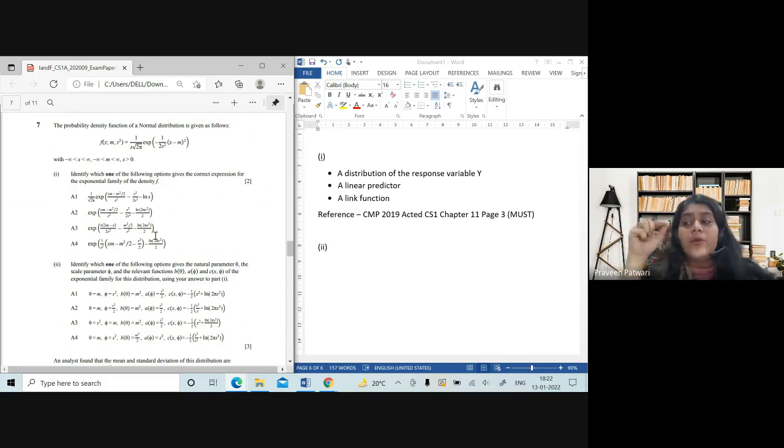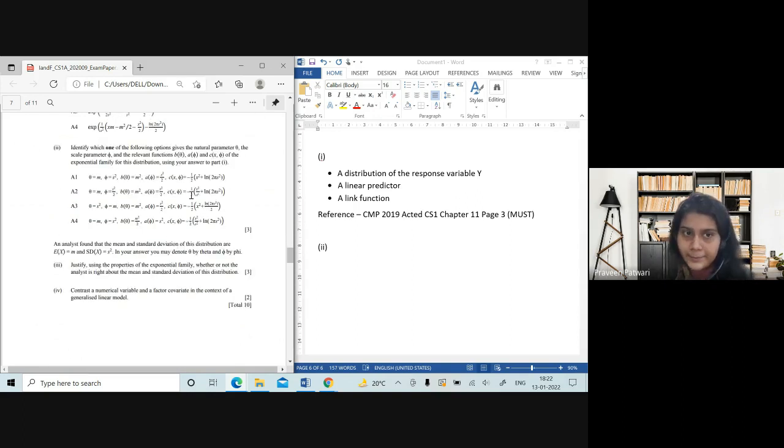Make sure during the exam you always, always, always have loose sheets and a pen around you, so that you can do any working at any point of time. So you can solve this on paper and just select the correct option. Okay, no working at all. Part 2, same here. Again, you do not have to show so much typing. Simply just choose the option. An analyst found that the mean and standard deviation of this distribution are expectation of x equal to m and standard deviation of x equal to s square. In your answer, you may denote theta by the spelling, and phi by phi.